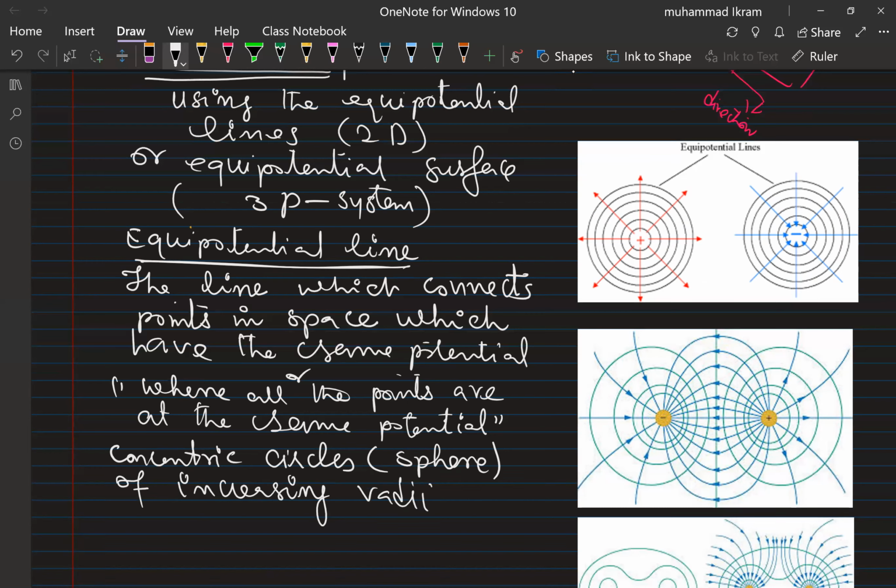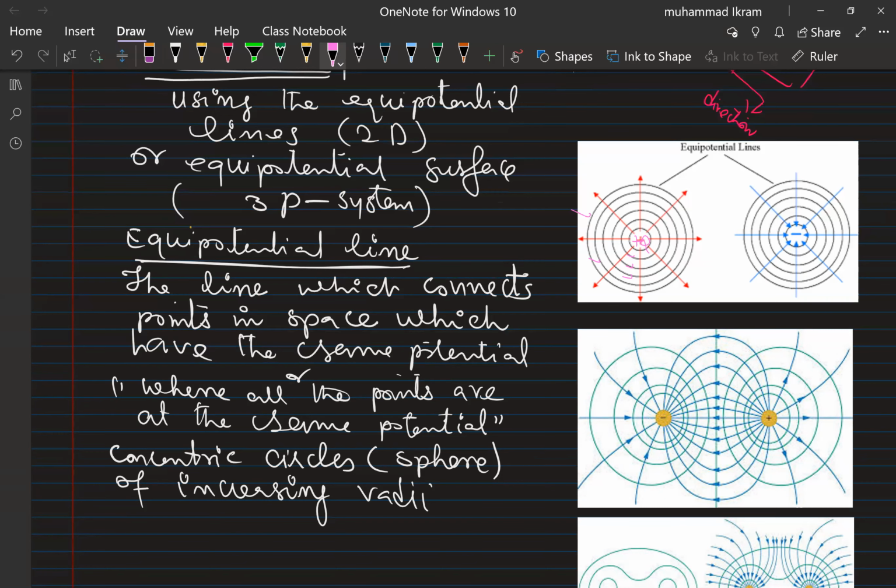As you see in this diagram, these are the equipotential lines. For example, this line, this line, this line and this line, we call these lines the equipotential lines, because the potential at every point on a line is the same. If I consider this the positive charge q, and this the negative charge q, the lines are drawn for the positive charge and for the negative charge also.